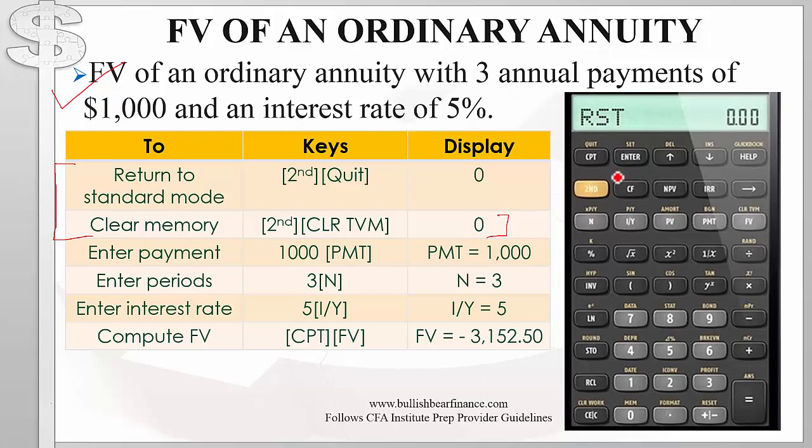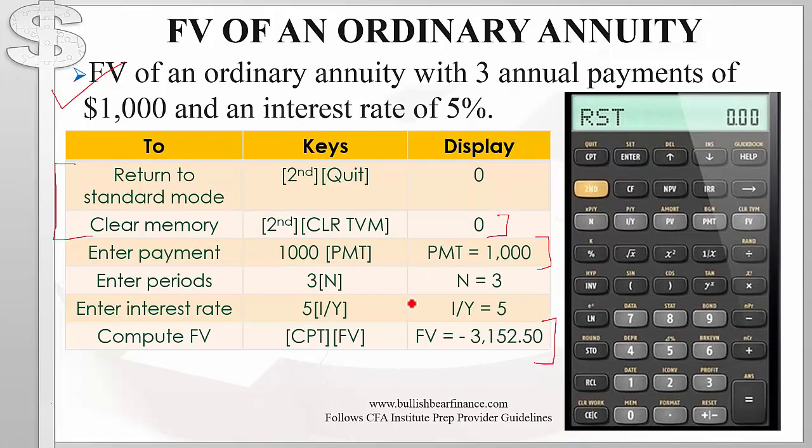To perform the time value of money calculations, we will be concerned with these keys here. We start entering the payment by hitting 1000 and pressing the button PMT. Your screen will display this. We then enter the periods 3 and then N. We enter the interest rate as 5 and this button I/Y, and then we hit compute, and then we hit FV or future value, and then your calculator should display this figure.